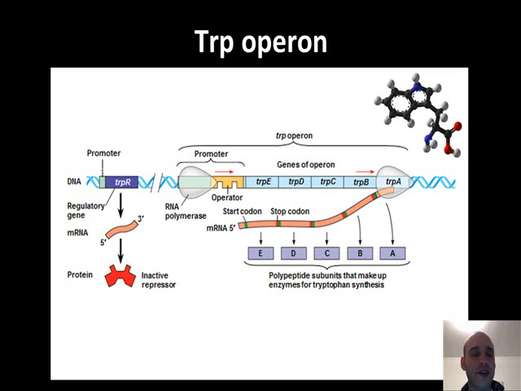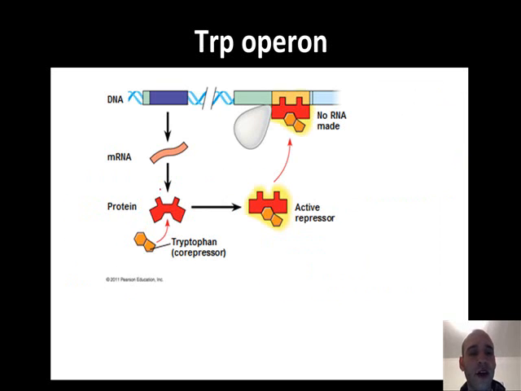And then you can see upstream of this you have this repressor protein. This repressor protein is always being made in the cell, but in a small amount. It's also being made inactive, so it's really unlikely to bind and have a high affinity for the operator. But when there's a lot of tryptophan, the tryptophan binds to the repressor protein and activates it.